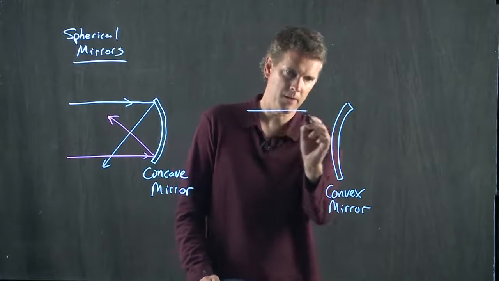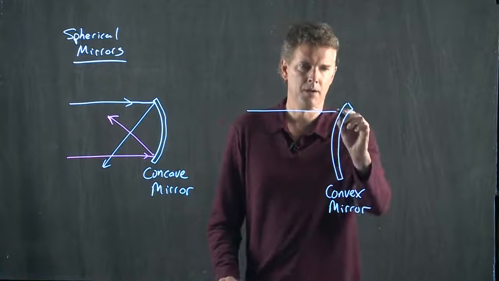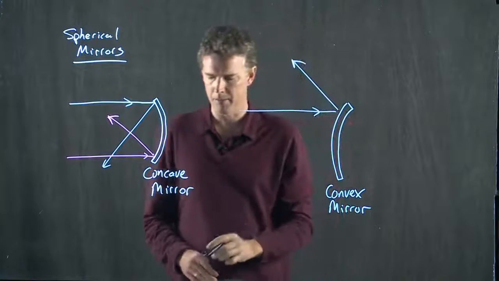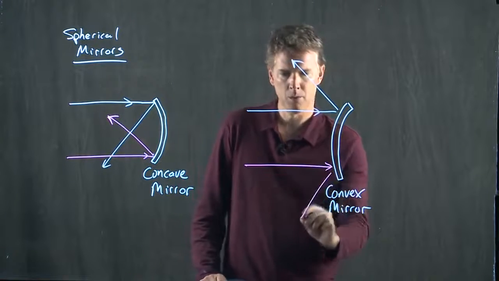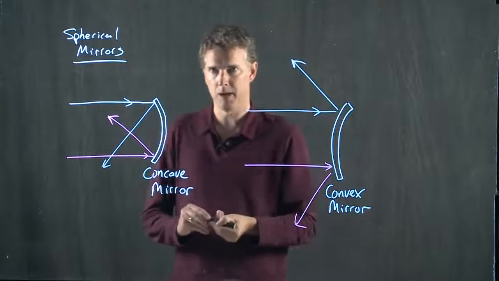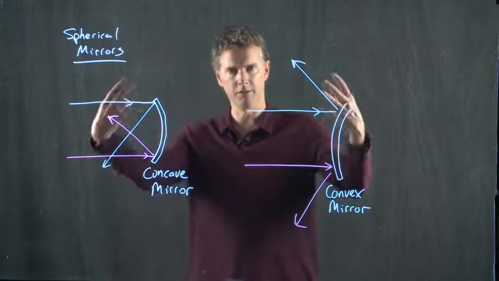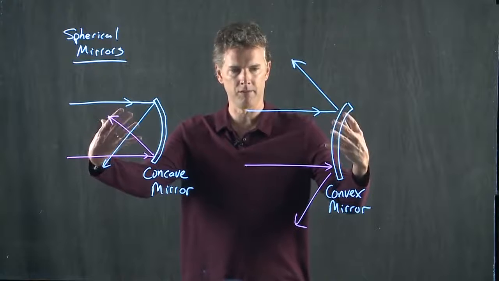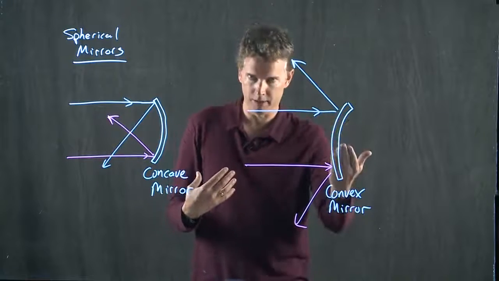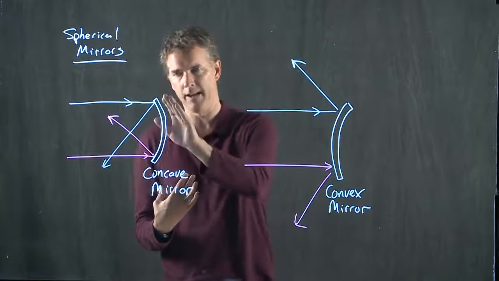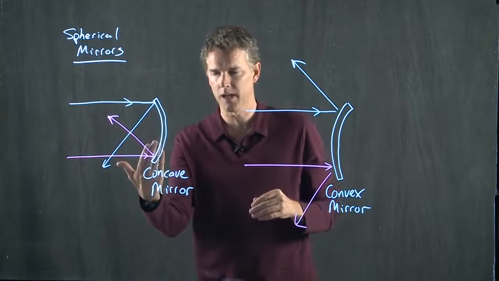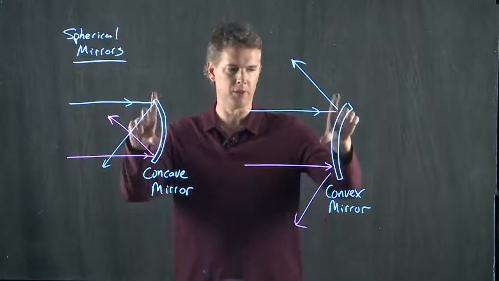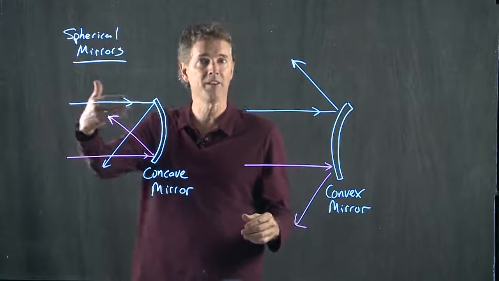And now a light ray that comes in near the top will be bent up at a big angle. A light ray that comes in near the bottom will be bent down at a big angle. Okay? So this is the primary difference between these things. Obviously, a convex mirror, if you just flip it around and it's reflective on the other side, it would behave just like a concave mirror. Okay? So it's really sort of the same element. It's just what side are you hitting?